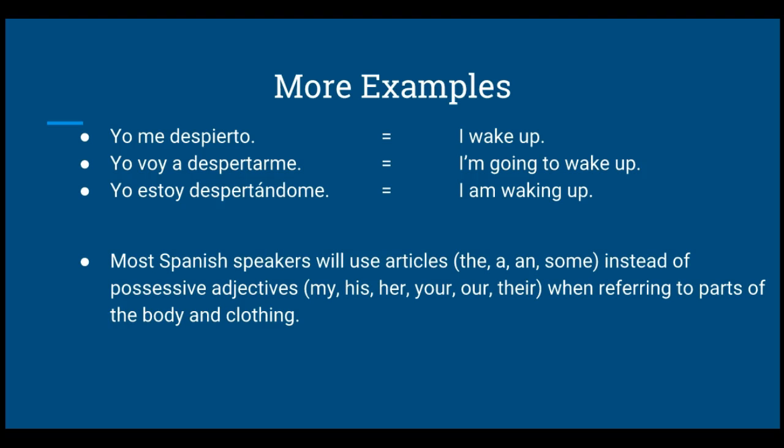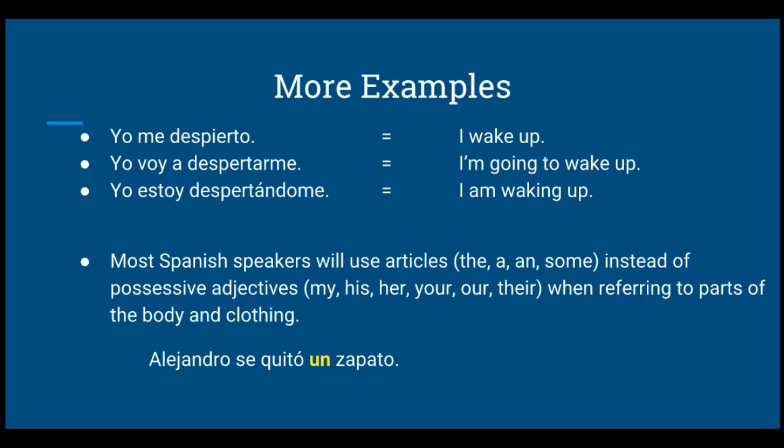Most of the time when Spanish speakers are talking about their parts of the body or clothing, they'll typically use definite and indefinite articles. So remember, your definite articles would be el, la, los, and las. Your indefinite articles would be un, una, unos, or unas. This would be more typical than using the possessive adjectives, which would be mi, mis, su, sus, tu, tus, nuestros, vuestros. Here are a couple of examples.